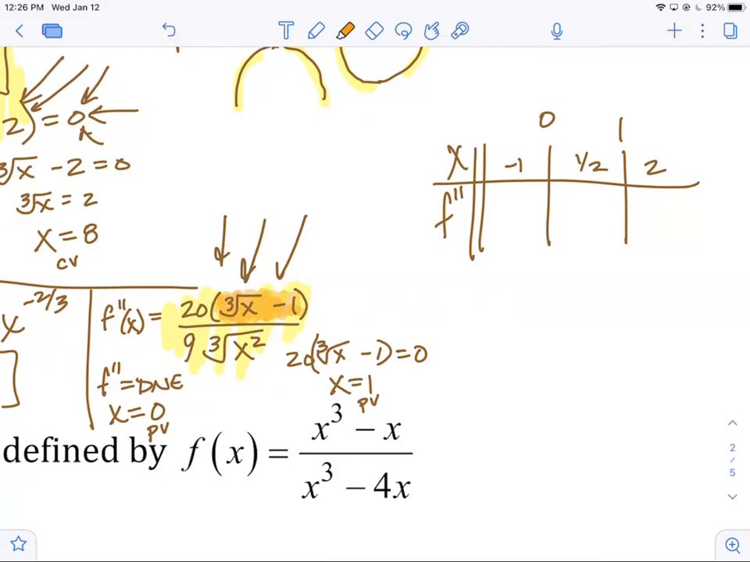So let's plug in a -1. The cube root of -1 is -1. -1 minus 1 is -2. Negative. If you plug in a 1/2, the cube root of 1/2 is small, right? And that small number minus 1 is what? Negative. And then you plug in a 2. The cube root of 2 is bigger than 1, right? Or you can plug in 1,000,000 if you want, and you're going to get a positive number.